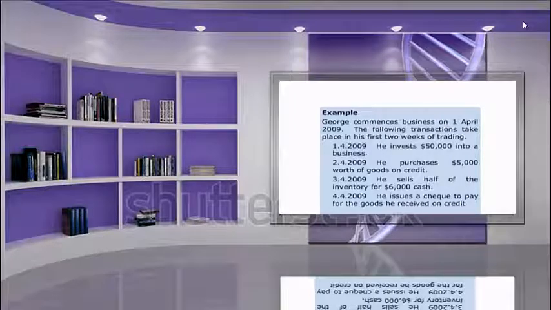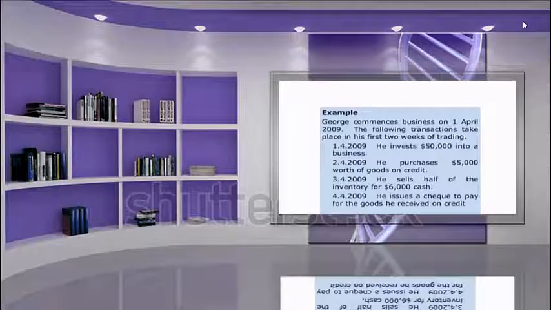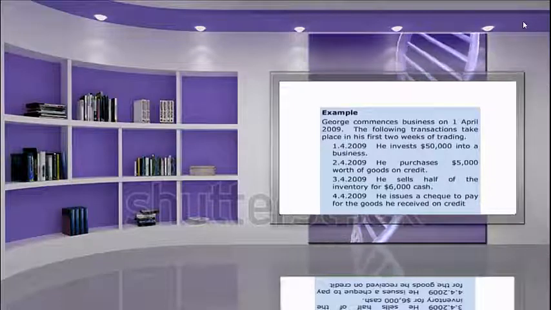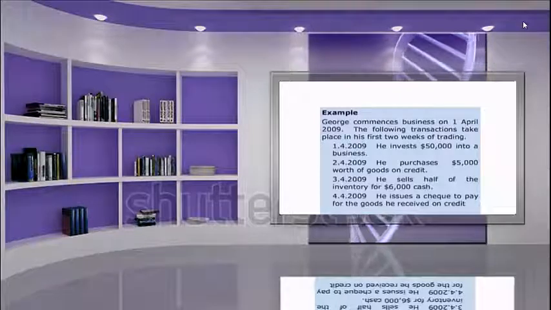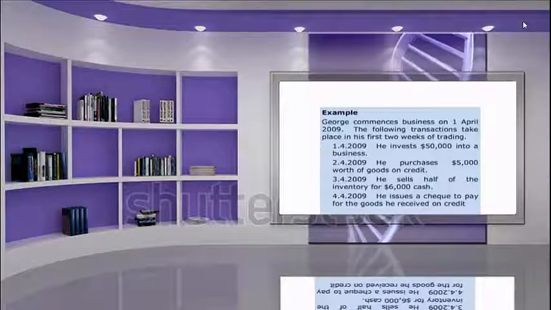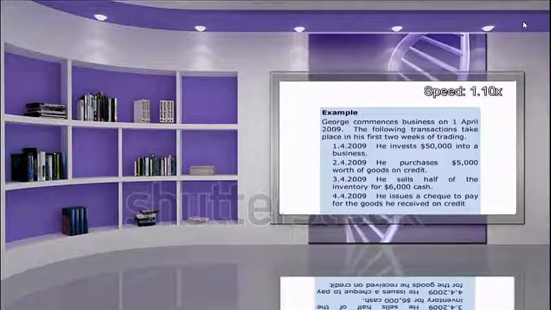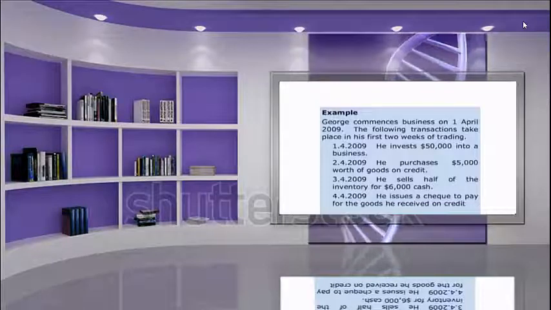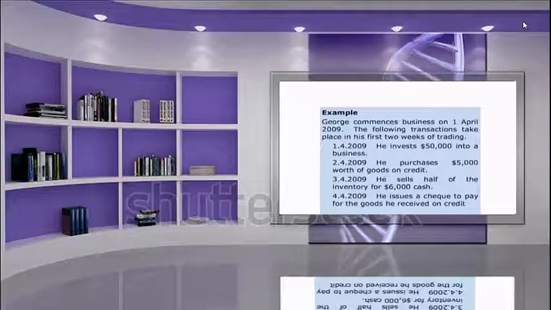The 4th of April then, the 4th of April 2009, he issues a cheque to pay for the goods that he received on credit. So now he is settling the amount that he owes to his supplier. He owed them $5,000. He is now settling that debt. He is settling the $5,000 by writing a cheque and giving it to his supplier. He's paying for those goods now. So we would need to think about the dual effect for paying for those goods that he purchased earlier on the 2nd of April.